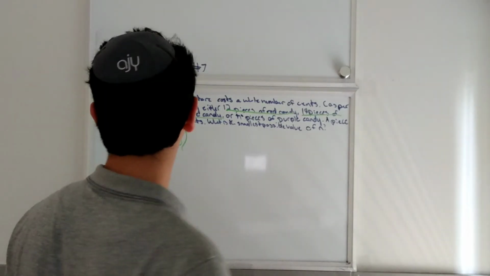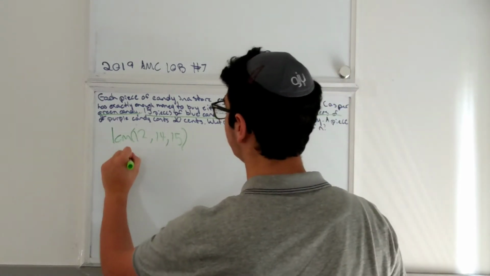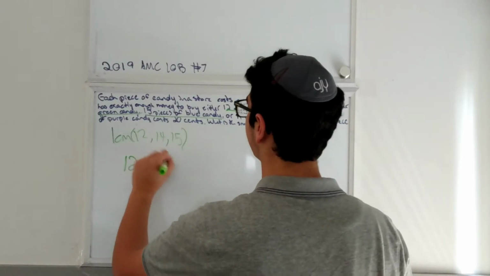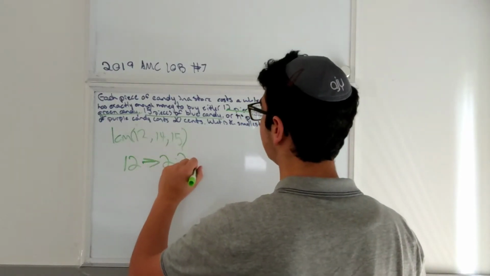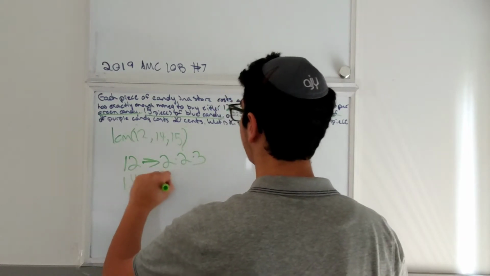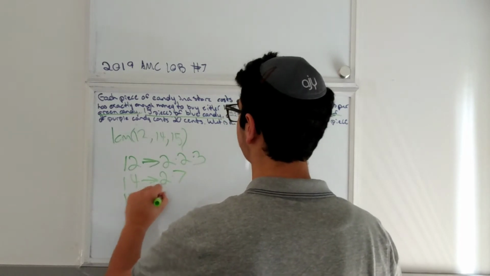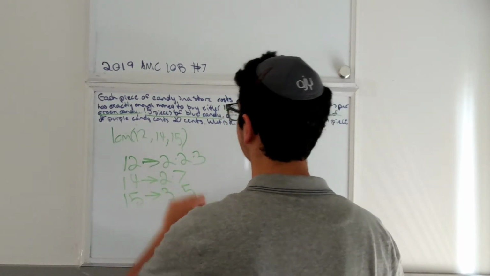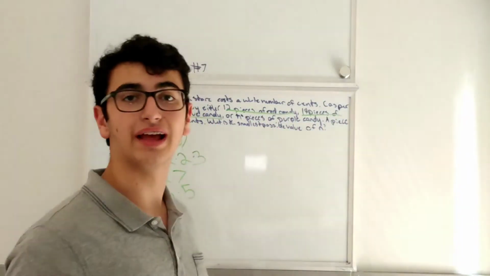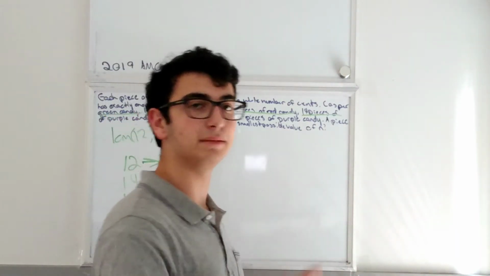So for the lowest common multiple of 12, 14, and 15, I'm going to use prime factorization first. So 12 can be prime factorized into 2 times 2 times 3. 14 can be factorized into 2 times 7. And 15 can be factorized into 3 times 5. So now to find the lowest common multiple, I'm going to multiply all these numbers together, making sure that I don't use any extra numbers that I already used.